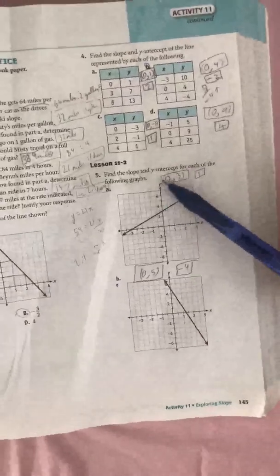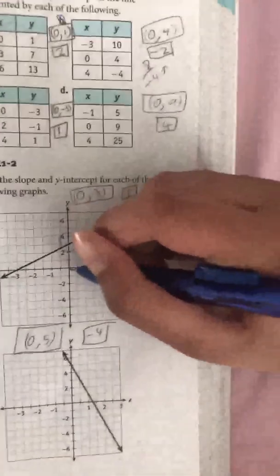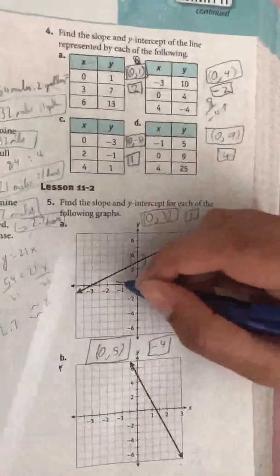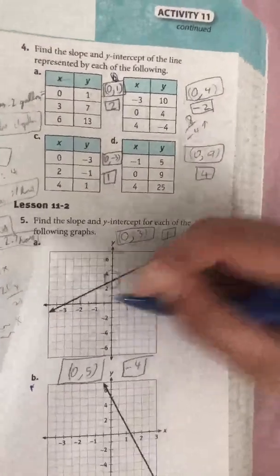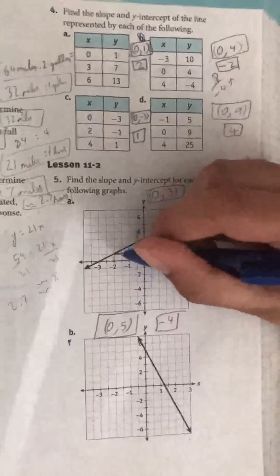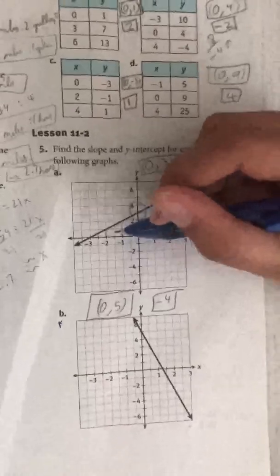So 5A, let's read the scenario first. Find the slope and y-intercept for each of the following graphs. So 5A, we can know our y-intercept because this crosses the y-axis right here. So (0, 3) is our y-intercept. And then let's see our slope. So let's take 2 and 1 and 1 and 2. So we know that our slope for this is going to be 1 because the vertical and horizontal changes are 1 for each. So 1 over 1 equals 1. So let's move on to 5B.